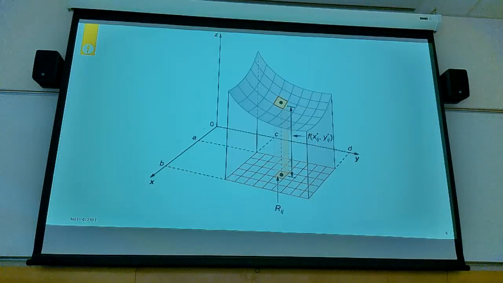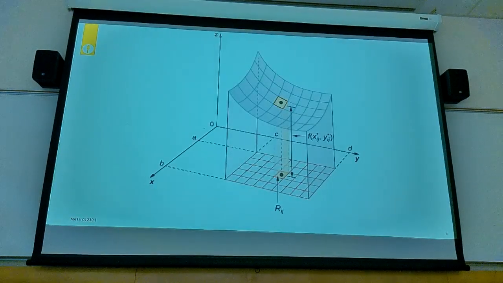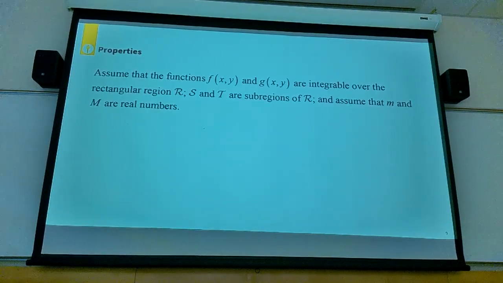Single Riemann sums were annoying enough to work with. Double Riemann sums are even worse. So we're not going to be working with double Riemann sums. Assume functions f and g are integrable over rectangular region R.